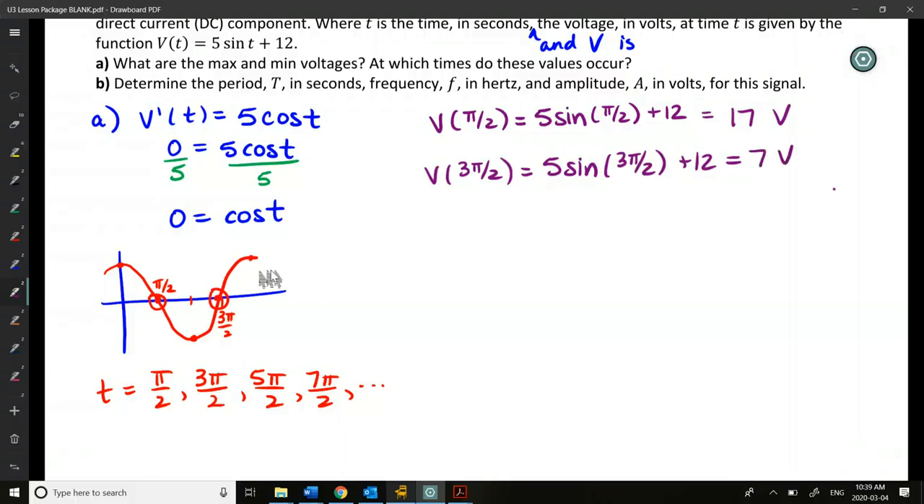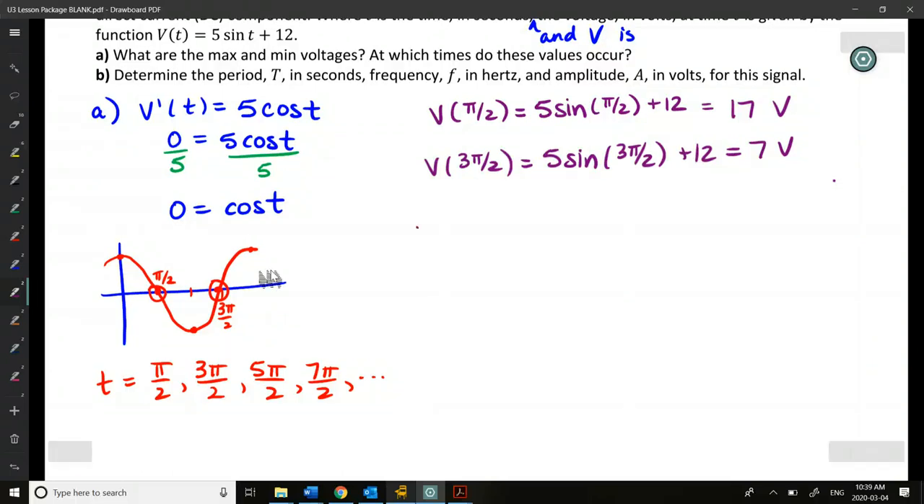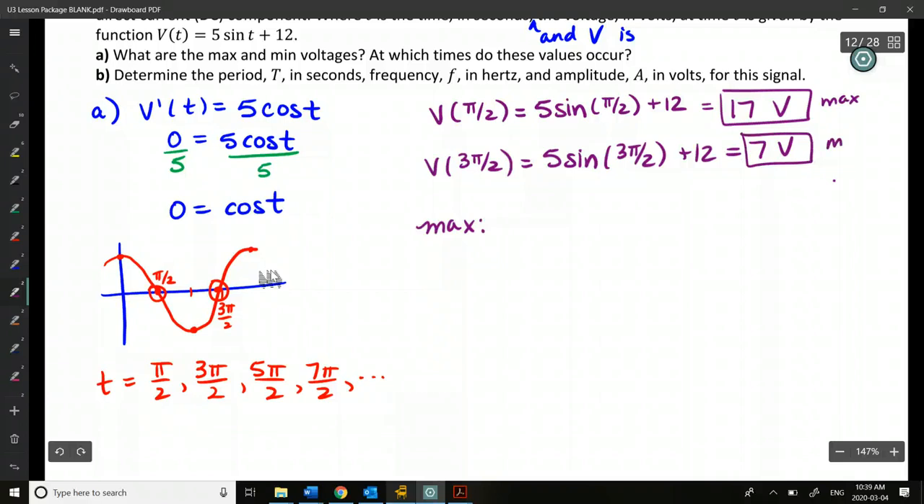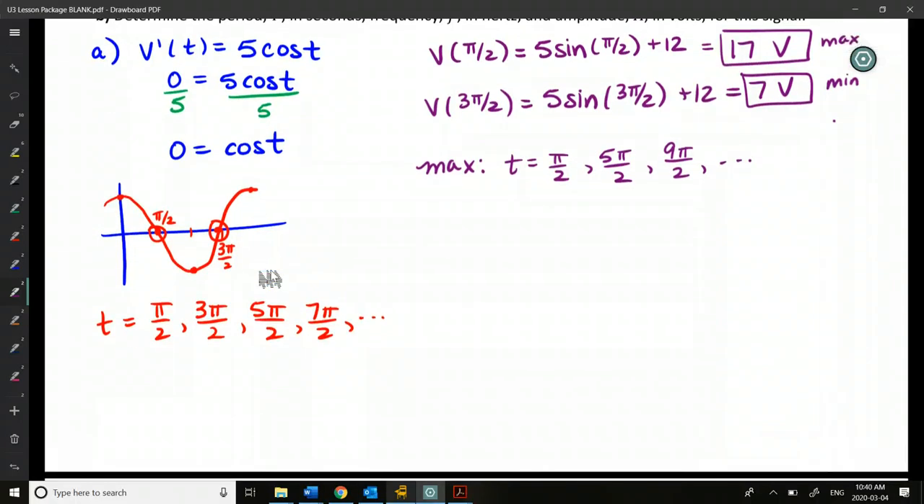Because this is a periodic function, it's always alternating back and forth between max, min, max, min. I can assume that the max is 17 volts, that means this one's obviously the maximum, and this one's going to be your minimum voltage. The maxes are occurring when time is equal to pi over 2, not 3 pi over 2, but 5 pi over 2 after that. And then after 7 pi over 2, that will be 9 pi over 2, and so on. So leave yourself a little space there.